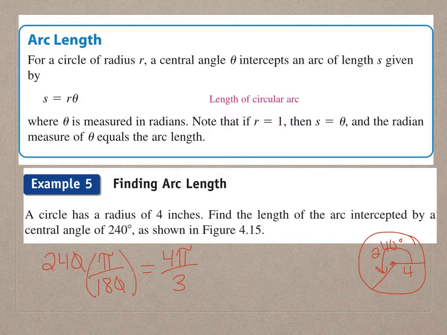To find our arc length, we need to take that radian measure, 4 pi over 3, and multiply it by the radius. So here we're going to get S is equal to 4 pi over 3 times 4, or 16 pi over 3. And that will be the length of our arc that is intercepted by the central angle of 240.